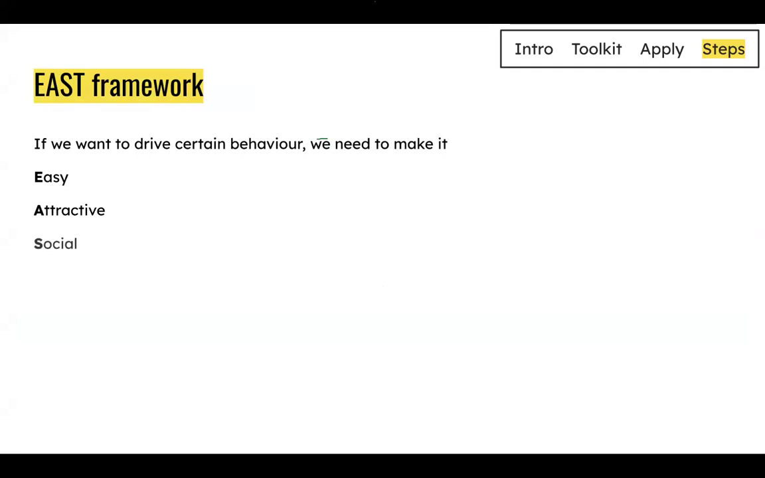The other framework is called the EAST framework. It basically says that if you want a behavior to happen, you have to make it easy, attractive, social, and timely. So easy just means don't add a lot of friction, make it really easy.